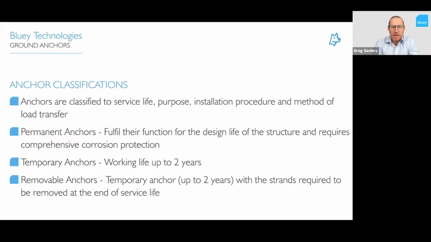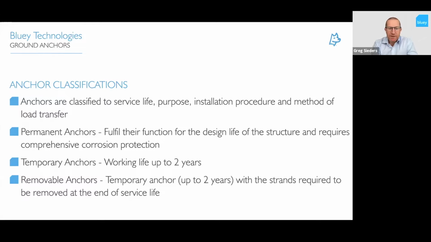How are anchors classified? Anchors are classified due to their service life, their purpose, the installation procedure, and the method of load transfer. Permanent anchors fulfill their function for the design life of the structure, and therefore they require comprehensive corrosion protection to justify the design life. For the civil industry, most of the structures have a design life of 100 years, where a commercial basement design life would probably be 50 years, which is the most common for a commercial building. So there are different levels of corrosion protection required for those different areas.